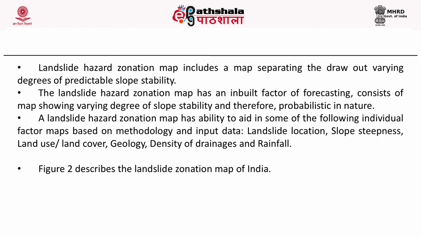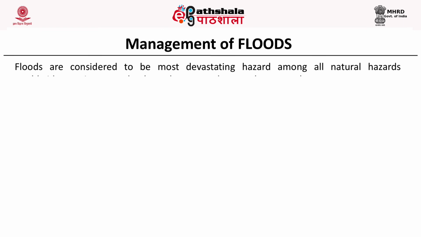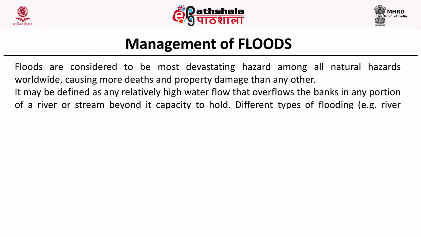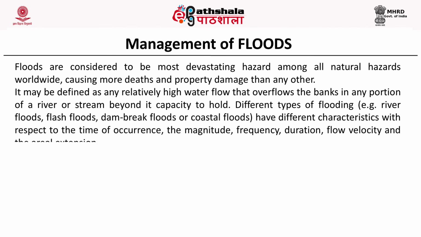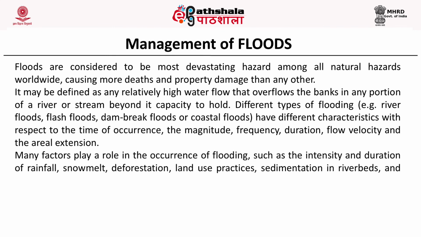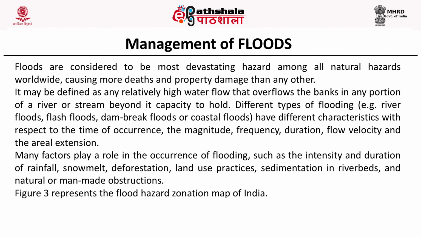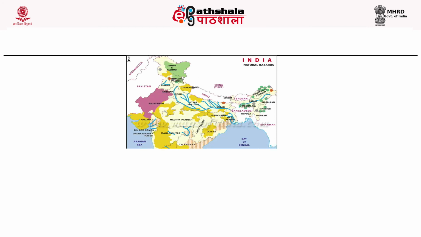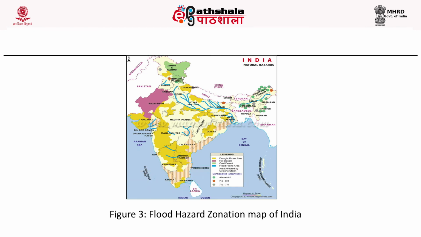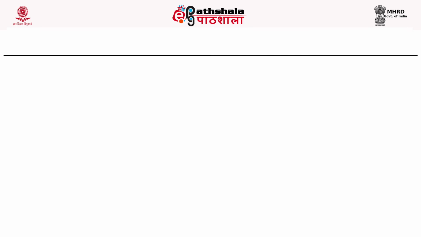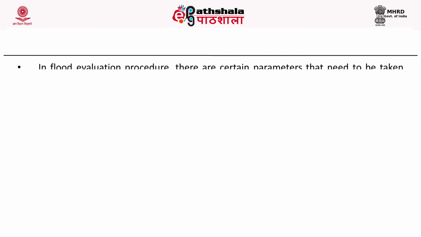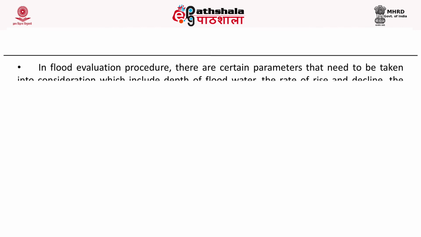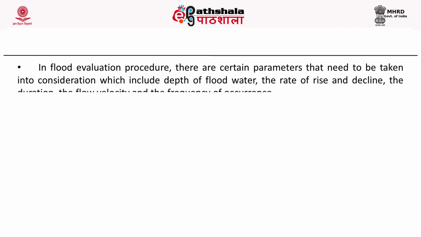well as the rainfall. If we look at the management of floods, many factors play a role in the occurrence of flooding. For example, the intensity and duration of rainfall, the snowmelt, the deforestation, changing land use practices, sedimentation in riverbeds, and natural or man-made obstructions. So, the figure represents the flood hazard zonation map of India, and it takes into account certain considerations such as the depth of flood water, the rate of rise and decline of water, the duration of rainfall, the flow velocity and the frequency of occurrence of floods.